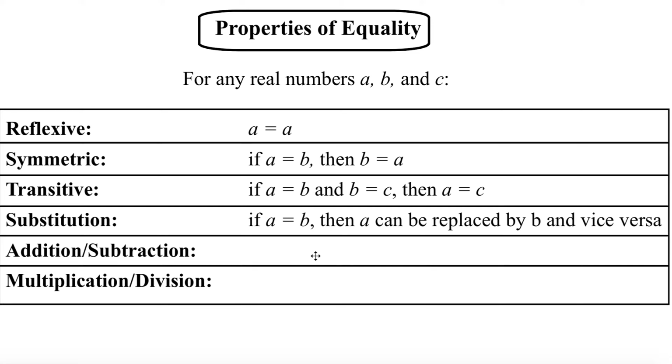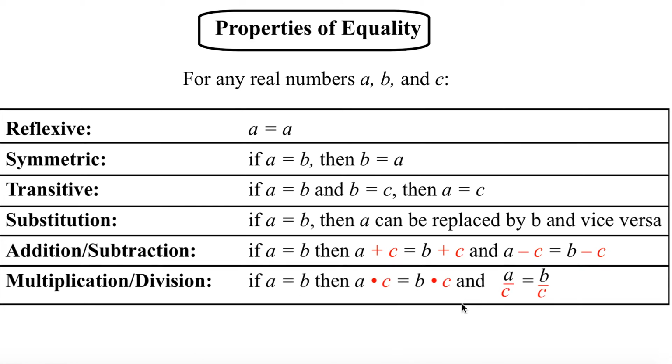The addition and subtraction property of equality says that if A is equal to B, then you can add a number to both sides or subtract a number from both sides, and you're not changing the property of equality. They're still equal. And likewise, multiplication and division. If A is equal to B, then you can multiply or divide by the same number, and it doesn't change that property of equality.